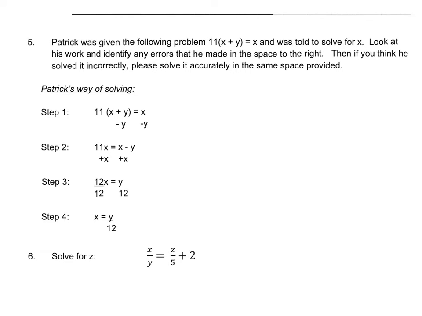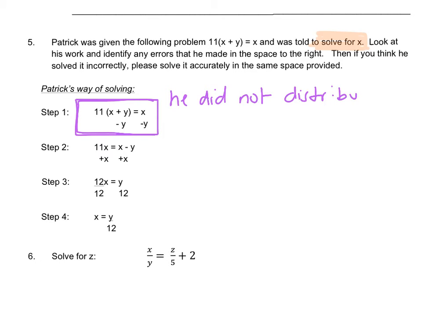Number 5, Patrick was given the following problem and was told to solve for x. So this is a literal equations problem. We have to solve for x. Look at his work and find any errors and then correct them. So the first thing is we have to identify where he made a mistake. I noticed right in step 1, his mistake is he did not distribute the 11. That's his error.